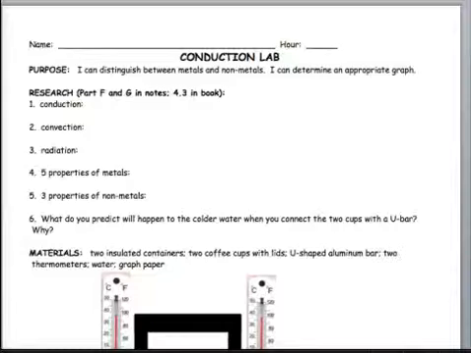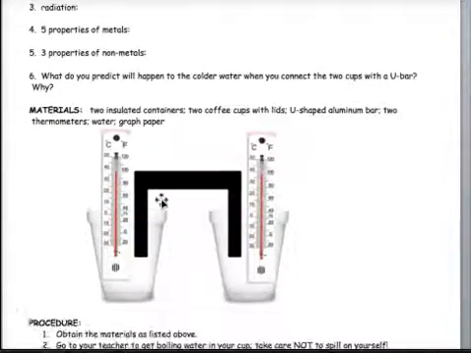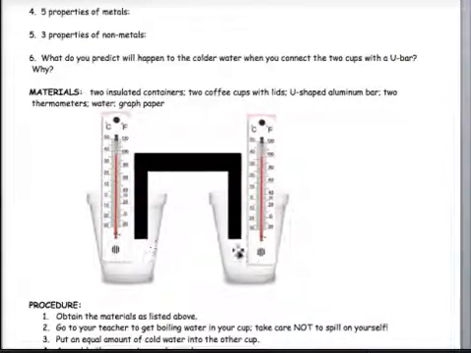There is some research that you have to do up at the top, and also pay attention to the purpose, which is the learning target for today's lab. It says I can distinguish between metals and non-metals, and remember we are using the data for this to make a graph also in the future. So do the research, and then I'm going to show you what the assembled apparatus looks like right here, and I'll give you the data that I collected from doing this experiment.